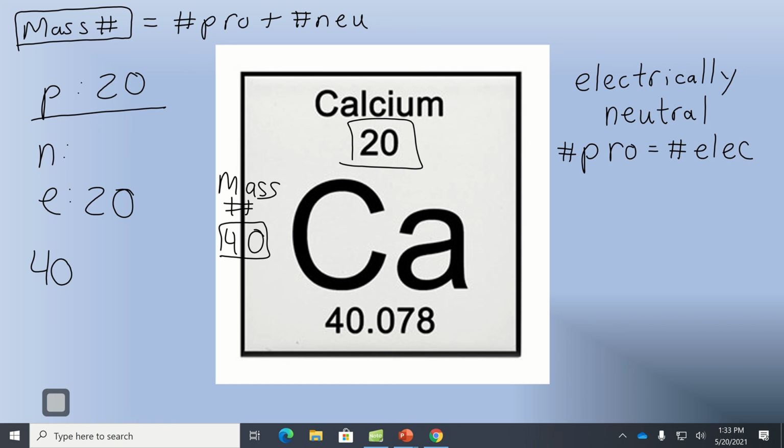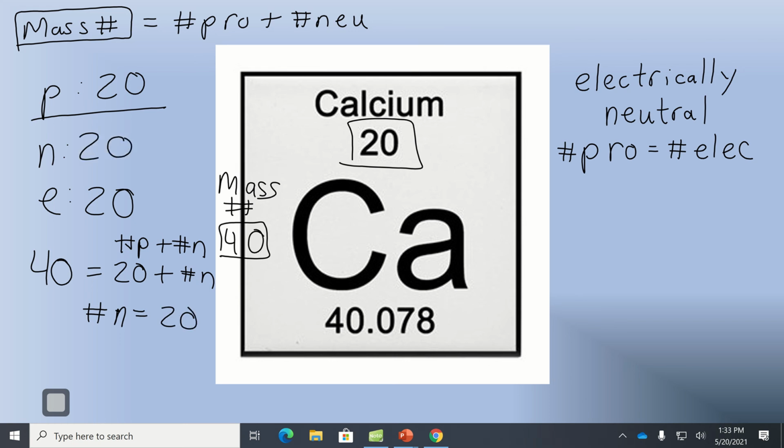So if I have 40 as my mass number, and that's the number of protons plus the number of neutrons, and I know I have 20 protons, it's a simple subtraction to solve for the number of neutrons. So 40 minus 20 happens to come out to 20.